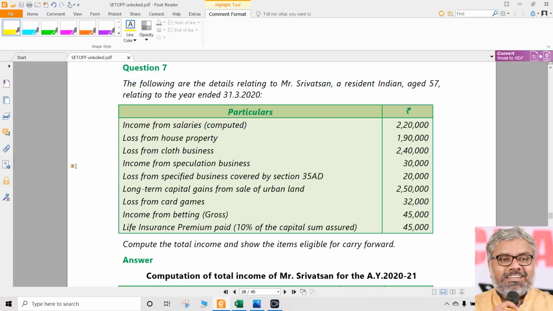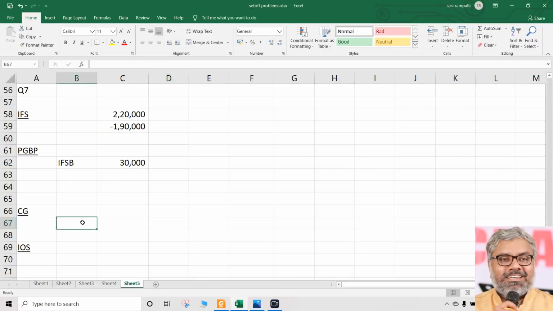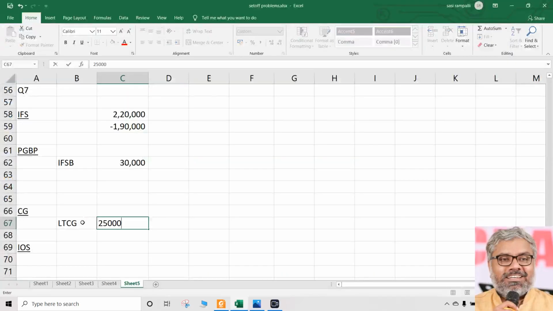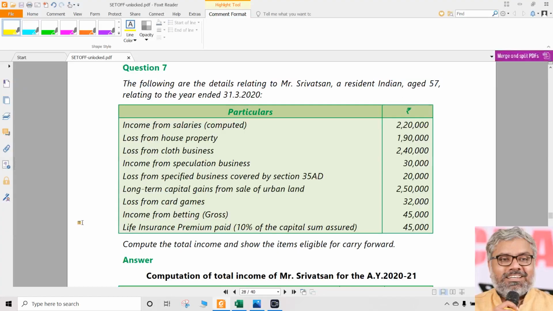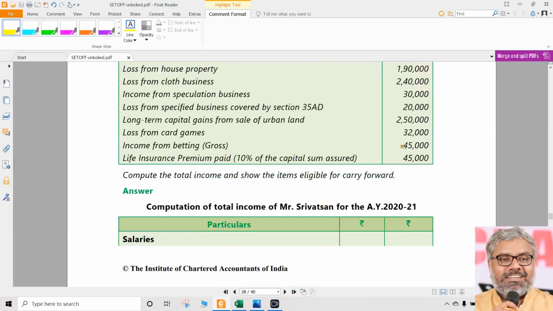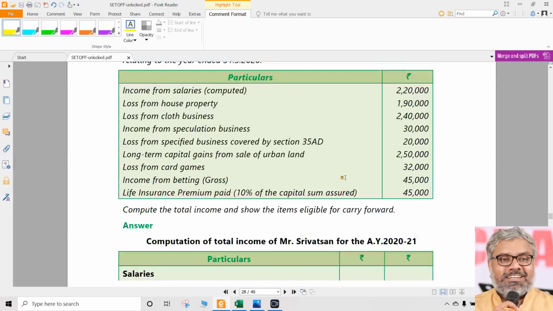Long-term capital gains, we have 2,50,000. So within the capital gains, we have long-term capital gains. Positive items only we are taking first. That is 2,50,000. Okay, fine. Then loss from card games, just ignore it. Loss from card games, we should not be setting off also, carry forward also. Cannot be done anything to that. So nobody can claim any deduction. I played cards and I got a loss, so let me set off and all? Not possible. Just ignore it.